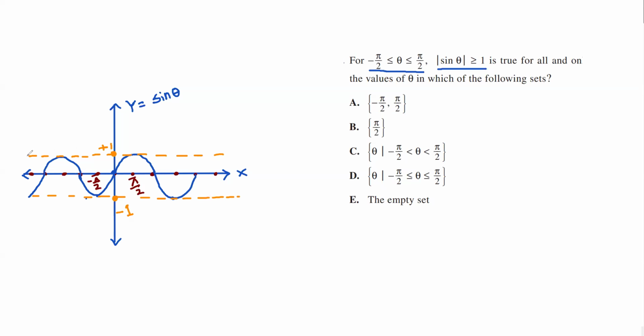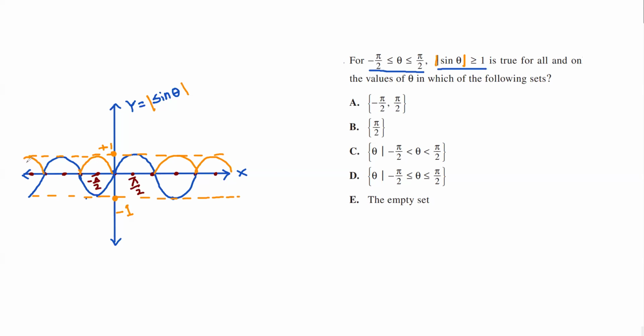And if we take the absolute value of sine theta, which means all the negative values of sine theta will become positive. So this negative portion will be shifted upward, right? Like this. This negative portion will be shifting upward. So you will get a curve like this. And this portion as well will be shifting upward.